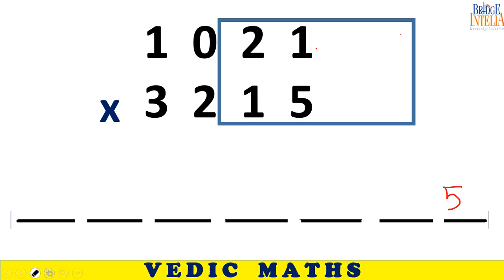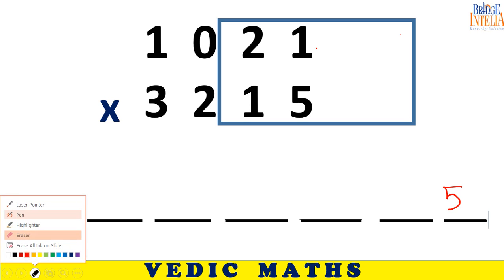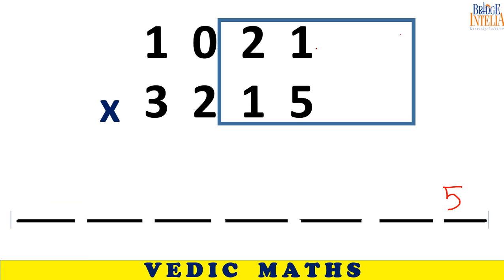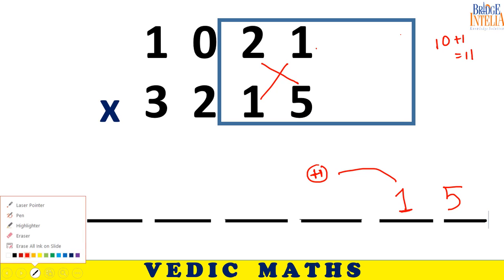So now the box is in this position. Let's find out the cross connection product. So 2 into 5 is 10. 1 into 1 is 1. So 10 plus 1 is 11. But you cannot write 11. You can write only one single digit. So write 1 here and transfer the remaining 1 as carry forward. So you have found out the cross connection product.